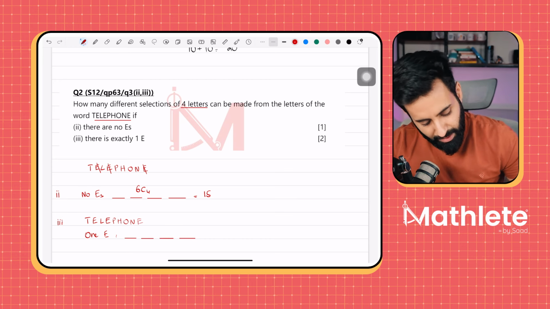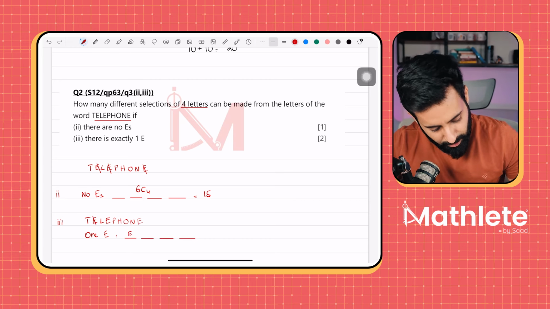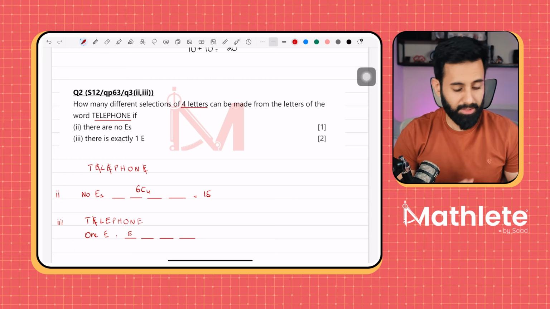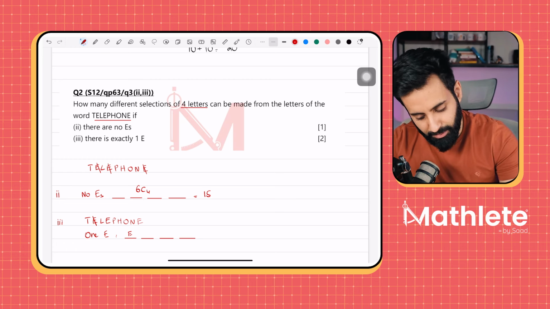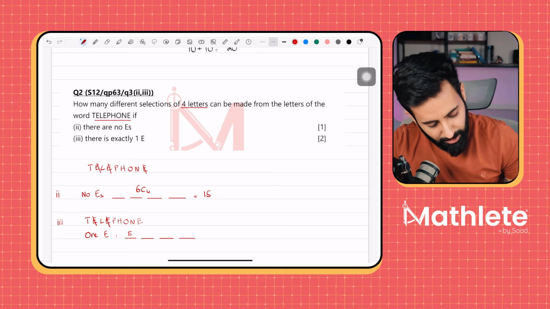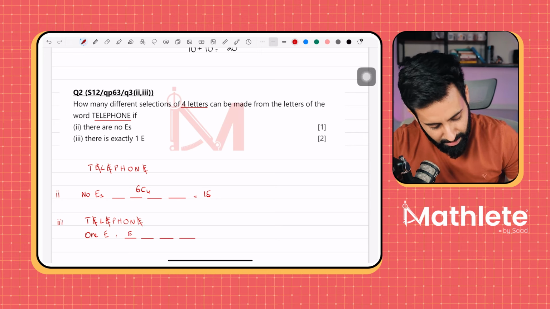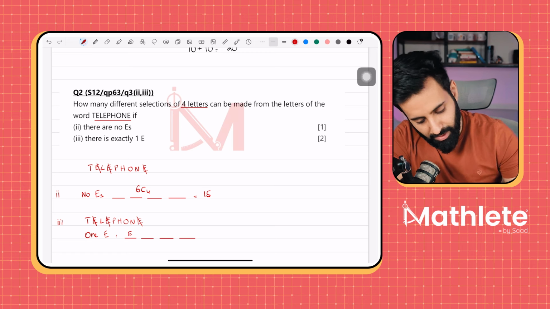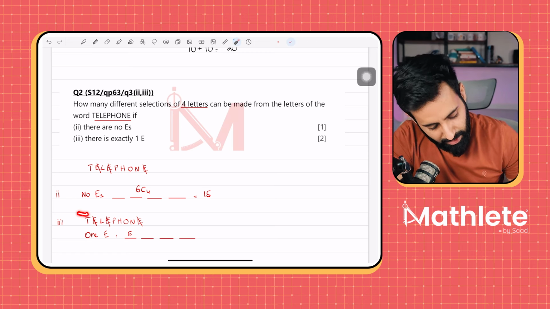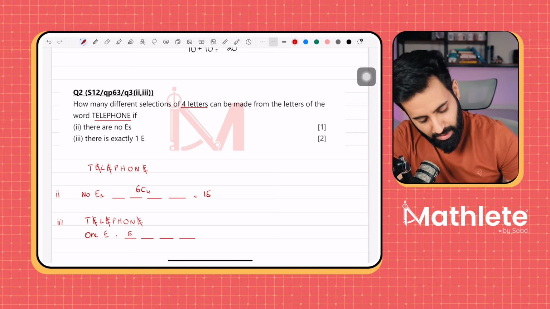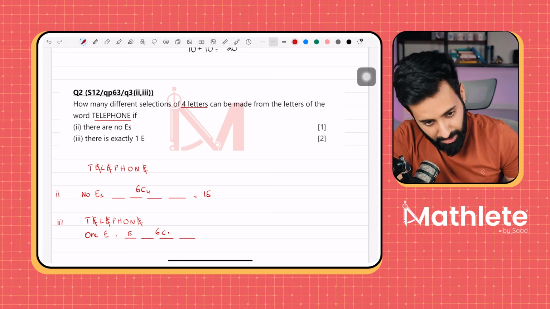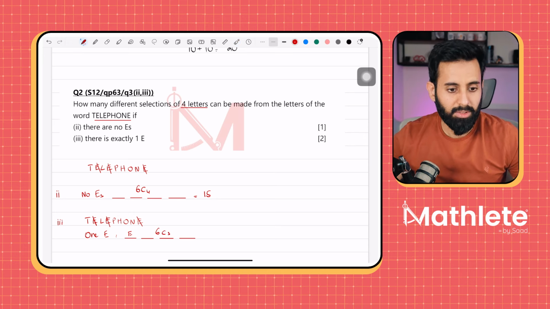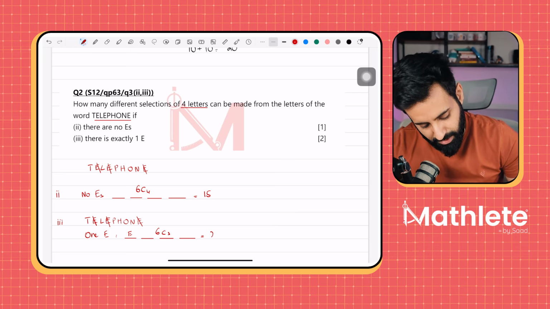Now, we've got to have only 1 E. That means we will cross out the 1 E that we have selected since we can't use that anymore. And we will also cross out the other E so that we don't end up selecting them again. Because if we end up selecting them again, we'll end up having more than 1 E. Now, what are we left with? Let's count what we're left with. We're left with 1, 2, 3, 4, 5, 6. So we're down to 6 letters. And how many do we have to select? We have to select 3. So 6C3, which is equal to 20.